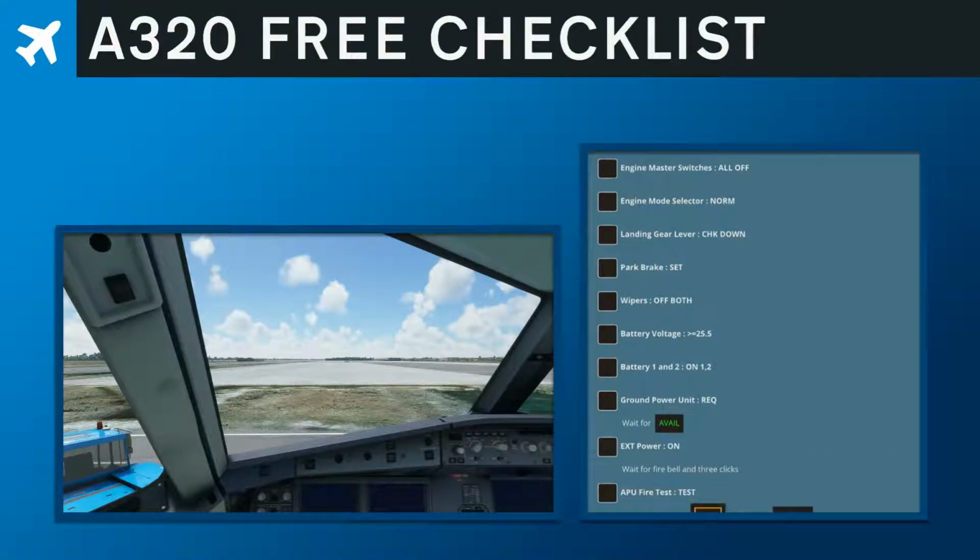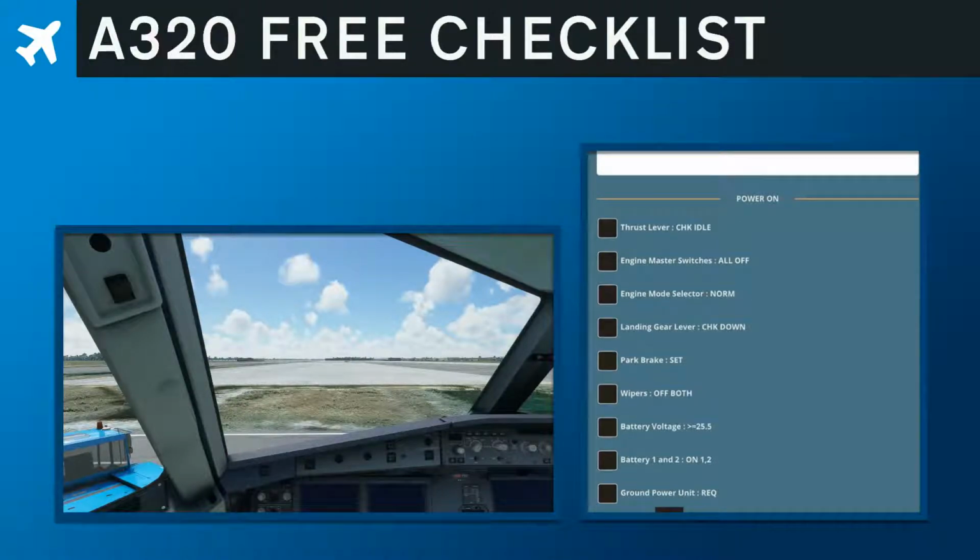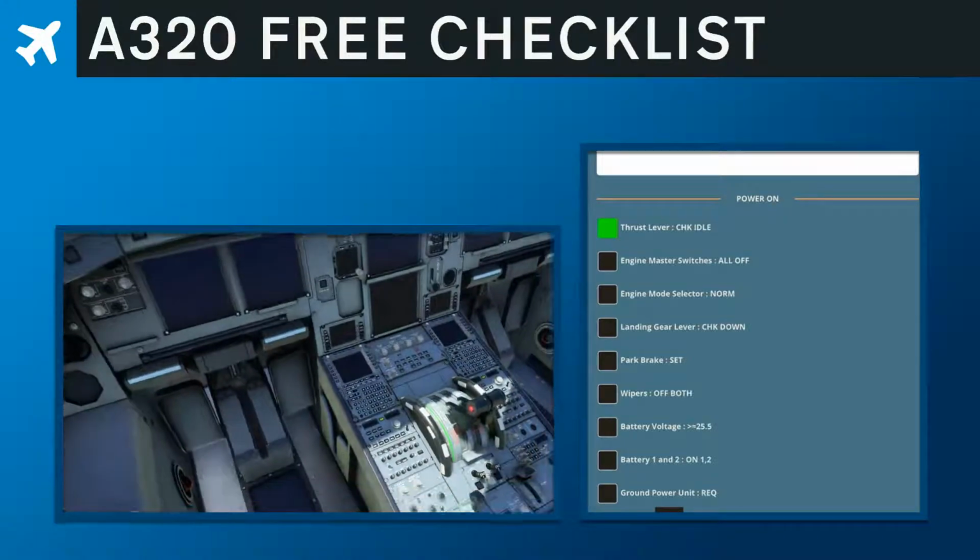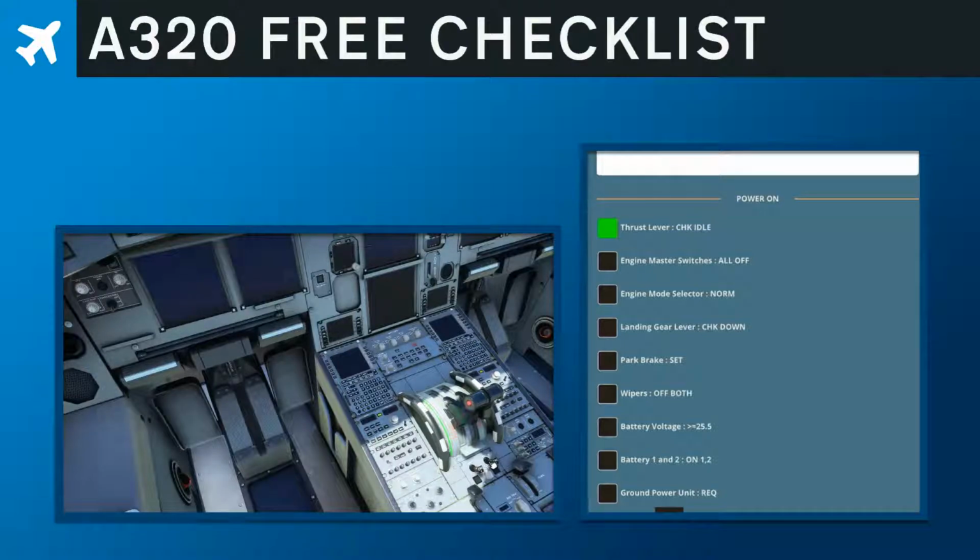Okay, so let's get into the cockpit then, and we can start to work our way through some of these items on the actual checklist. So what we want to do now is thrust lever is idle. Engine master switches are all off. Master switches are off, check. The engine mode selector is set to normal, check.